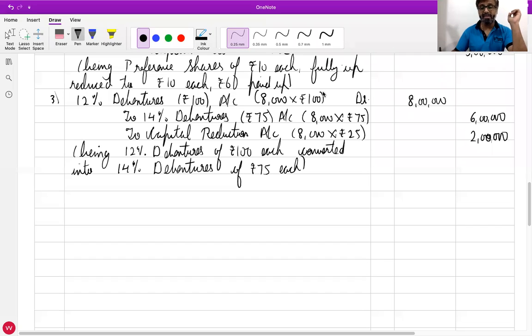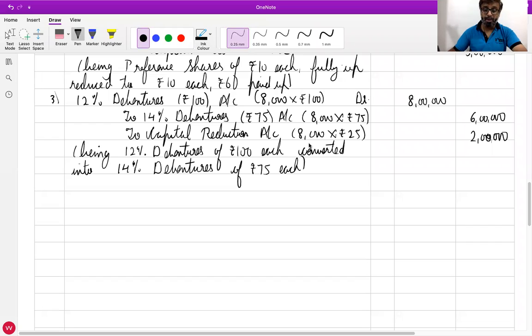Is everyone clear with this journal entry? Any doubts in this? Anyone having any doubts, raise your hand. One more entry is there in this transaction. After passing that, we will do the posting.